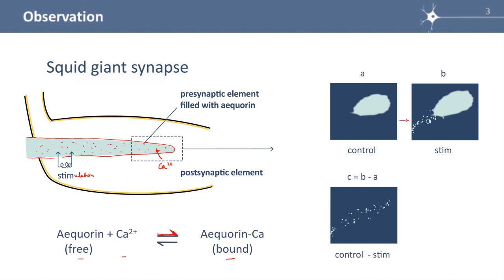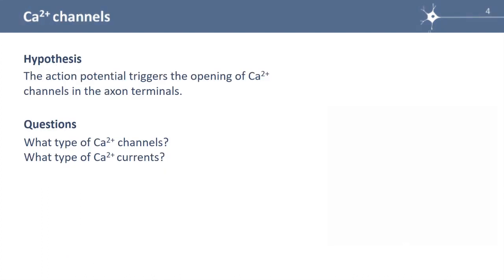This is the princeps experiment that allowed us to characterize the role of calcium ions in synaptic transmission, and to show that calcium enters the presynaptic terminal for synaptic transmission to happen. So the hypothesis that we have now is the following. The action potential triggers the opening of calcium channels in the axon terminals.